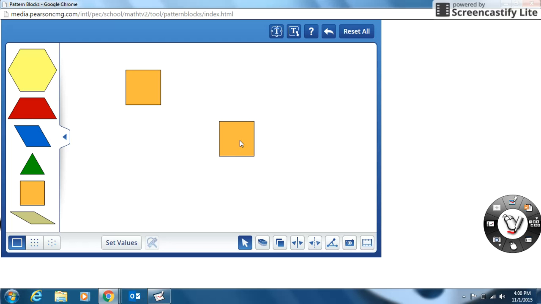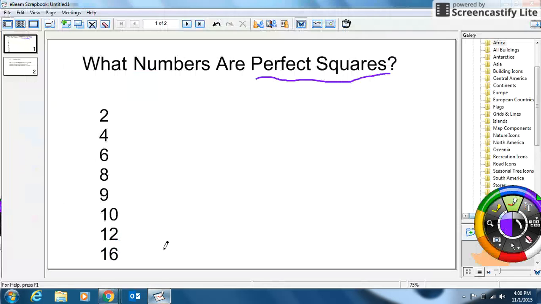Now, what I'm going to ask you to do is to try and figure out how many different rectangles you can make with 2 pattern blocks. So I can connect them like this. There's one rectangle. I can move it here. That's a second rectangle. Are there any other ones? Nope. So we were able to make 2 rectangles. Were we ever able to make a perfect square using 2 pattern blocks? The answer is no. So we're going to go back here. I'm going to go in red, and I'm going to say 2 is not an example of a perfect square.